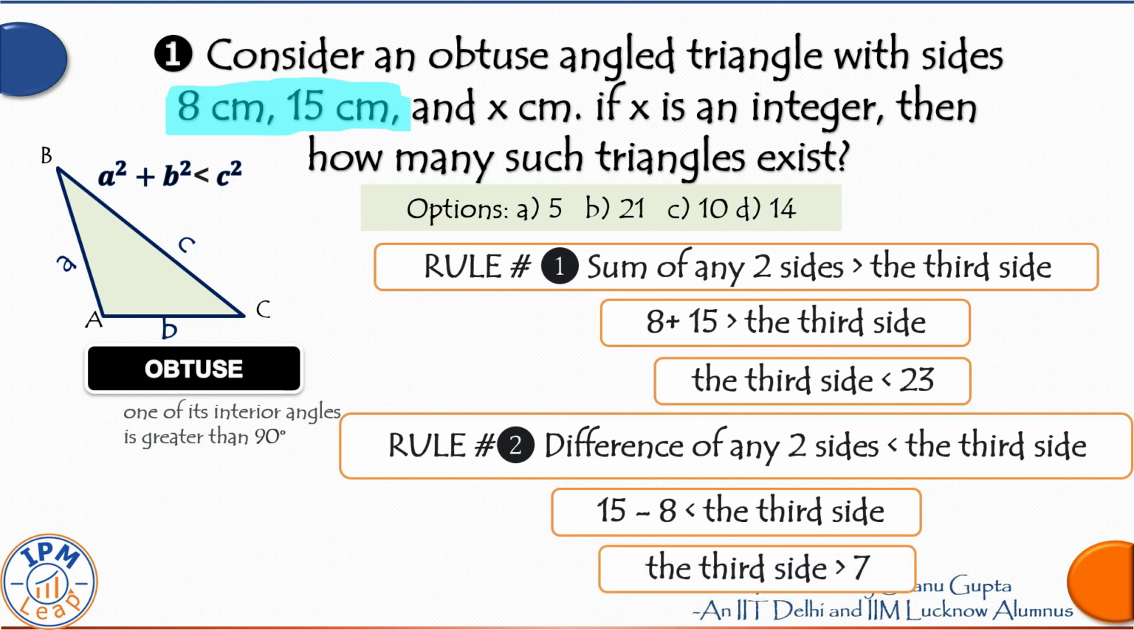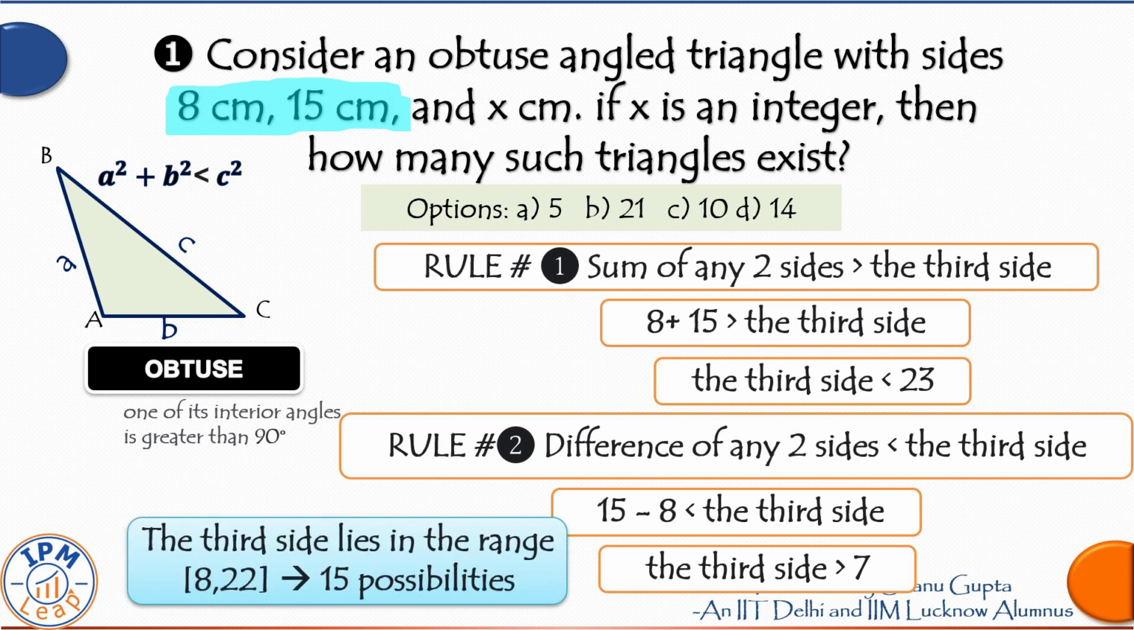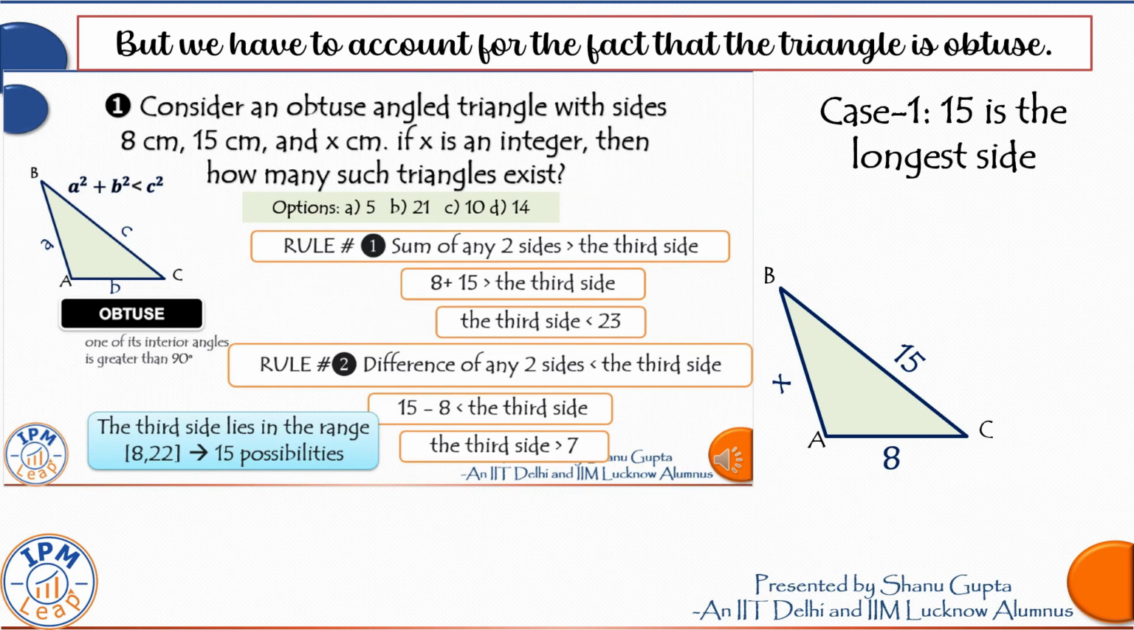So, for a moment, if we ignore that the triangle is obtuse, then the possible range in which our third side x can lie is 8 to 22. The count of numbers from 8 to 22 is 15. So, there were 15 integer values of x that were possible. This range of x tells us that either the longest side is 15 or else the longest side is x only. So let us fine-tune our possibilities for x because the given triangle is an obtuse angle triangle. We will get two cases.